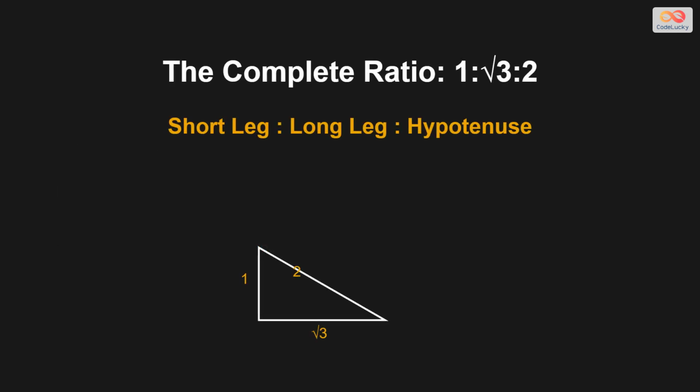So, the complete ratio for the sides of any 30-60-90 triangle is 1 to the square root of 3 to 2. This means the side lengths are in the proportion of short leg to long leg to hypotenuse.